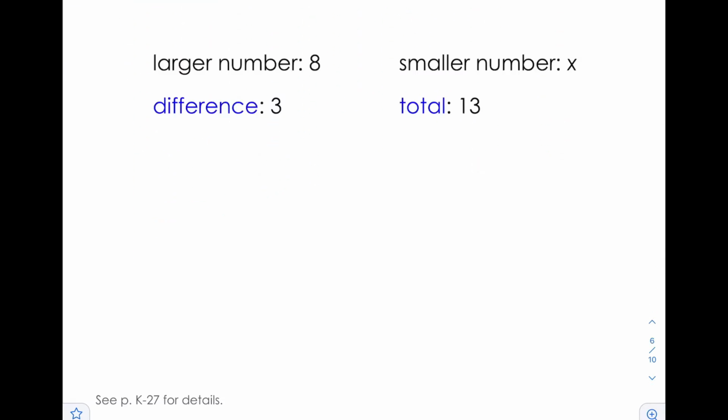So we have two numbers. 8 is the larger number. The smaller number is x. It's an unknown. And we know that the difference is 3. Difference is when we subtract. So 8 minus 3 would be equal to x as a difference. And if we solve for it, we know that x is equal to 5 in this case.